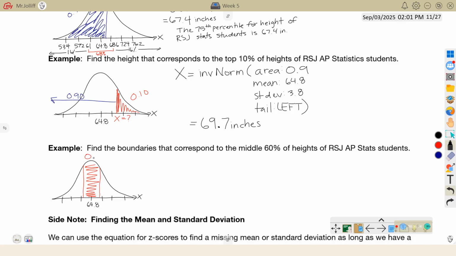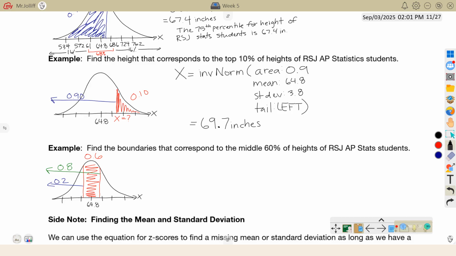If this is 60%, how much is left for my tails? 40 total, 20 each. Good. Cut it in half. So I know that to the left of my lower boundary is 20, or 0.2. How much is to the left of the upper boundary? 0.8, because the upper boundary is the red section plus the 20% at the bottom. So 0.6 plus 0.2, there is 80% of the data less than that upper boundary. We need to the left.